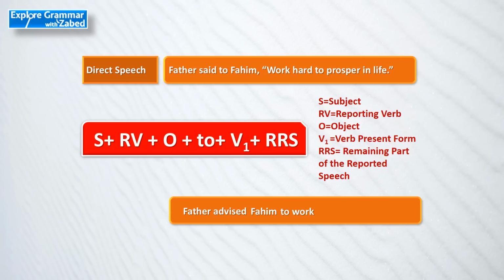Finally, we'll add the remaining part of the reported speech, hard to prosper in life. And the final sentence in indirect speech is: father advised Fahim to work hard to prosper in life. Let's look into another example.